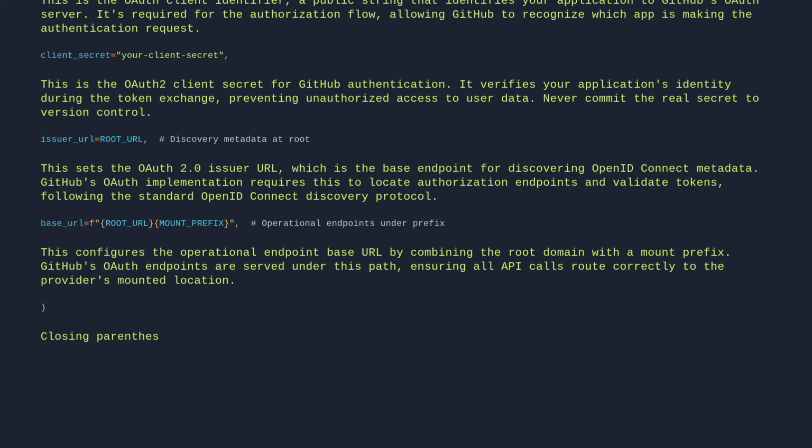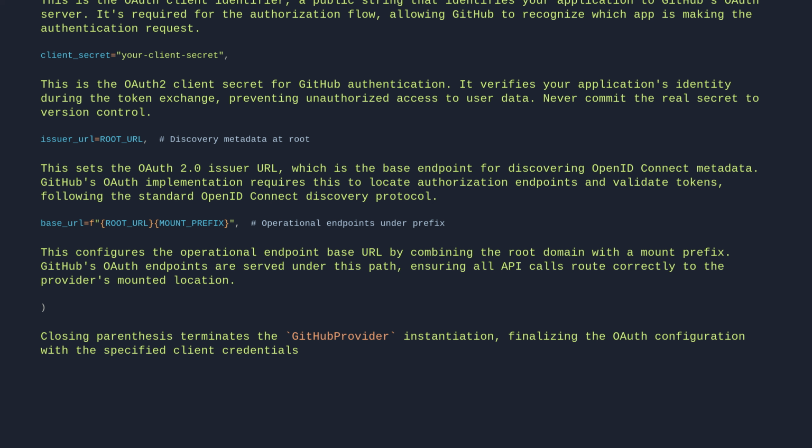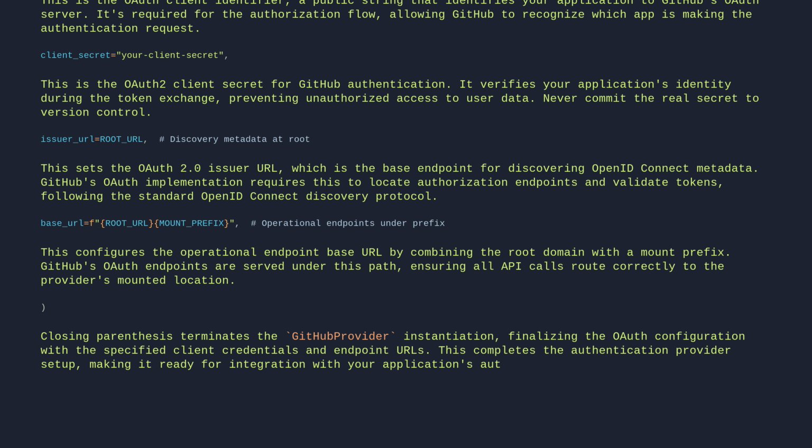The closing parenthesis terminates the GitHubProvider instantiation, finalizing the OAuth configuration with the specified client credentials and endpoint URLs. This completes the authentication provider setup, making it ready for integration with your application's auth system.